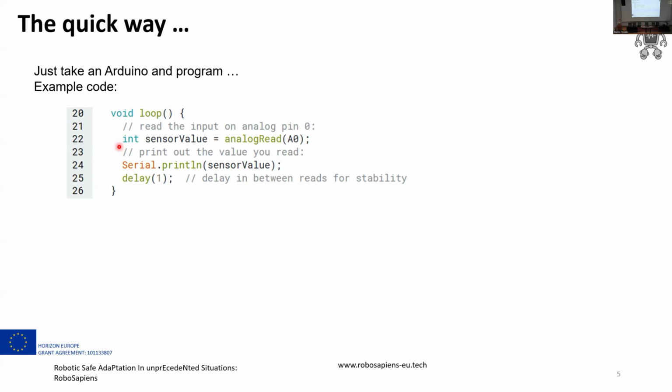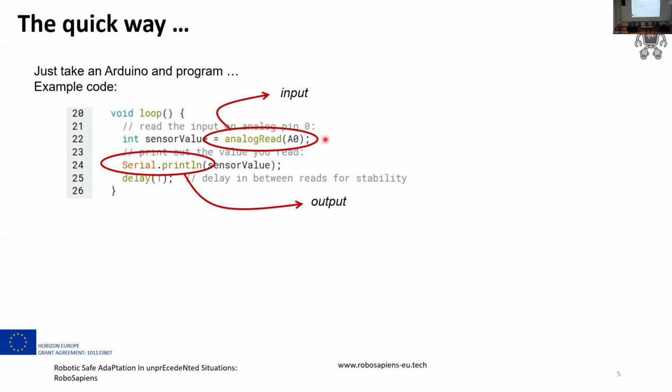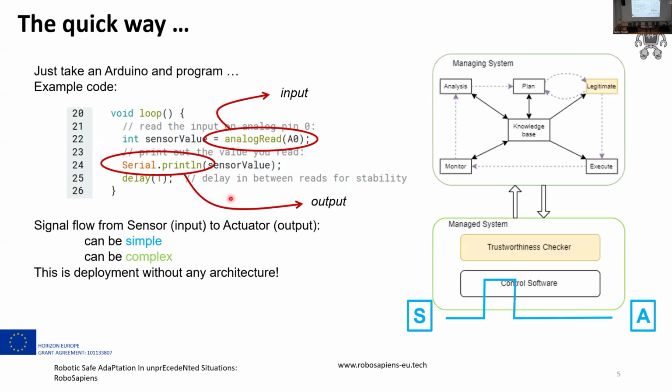And then you see here some inputs. It's a sensor value that we read. You might do some calculations, not in this code, but you might do some calculations. And then you have the output, in this case, just a print. That's what we do here as well.